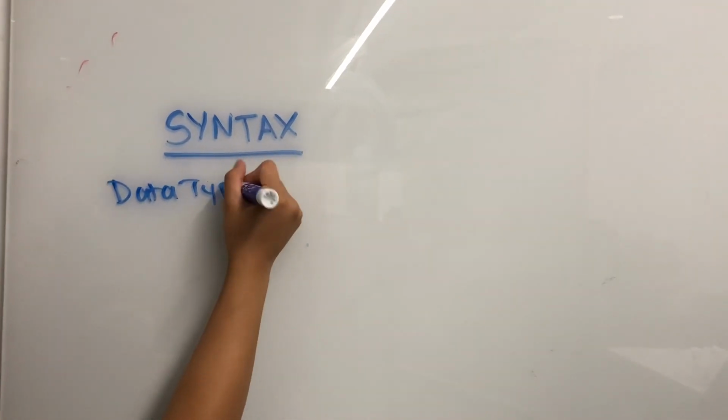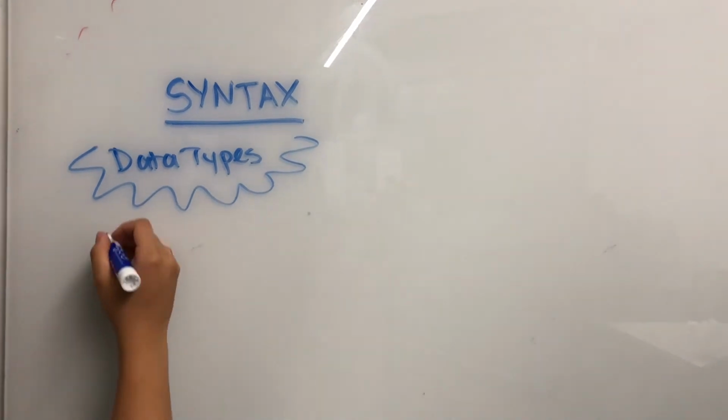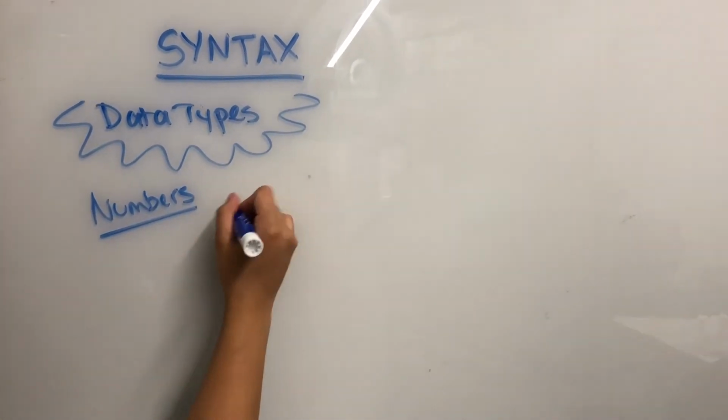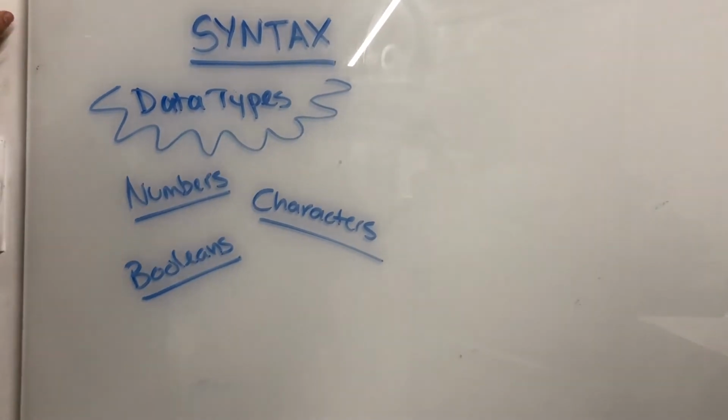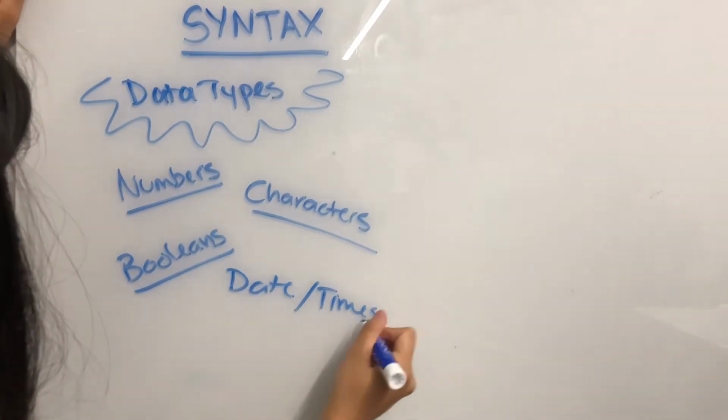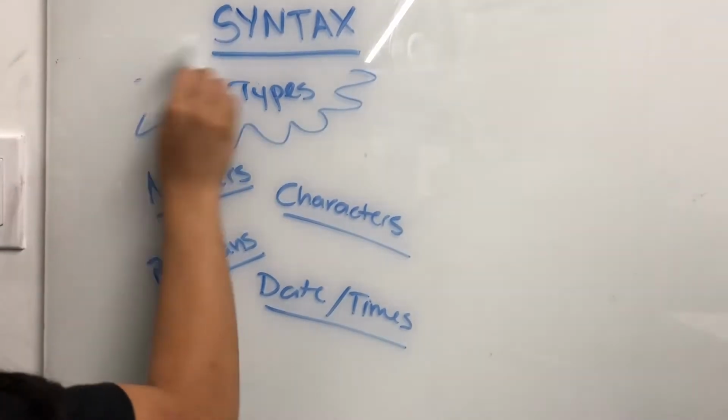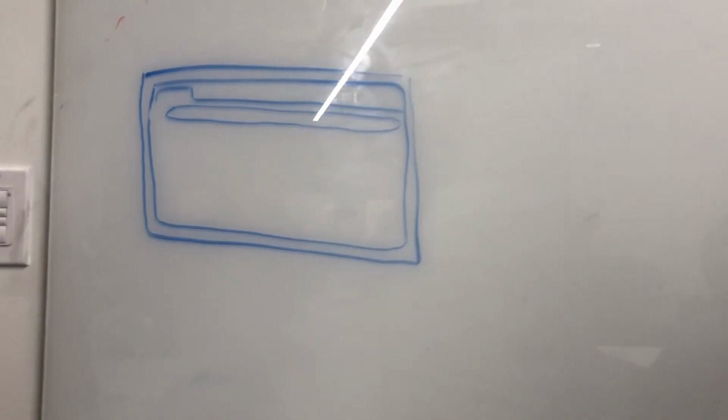Now let's talk about data types. Very similar to a lot of other programming languages, we have numbers, which are stored just like in Python with no quotes, characters, which are stored in strings with quotes, booleans, true and false, just the words, and then dates and times are their own data type, just called DateTime.